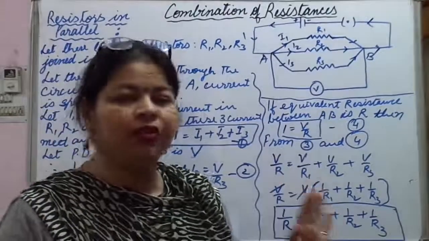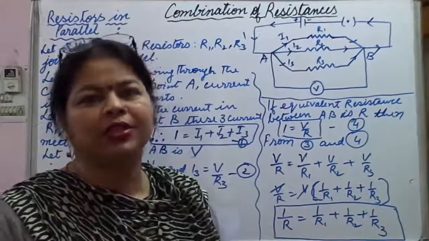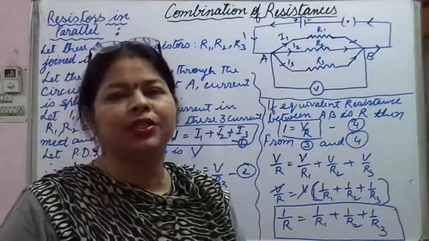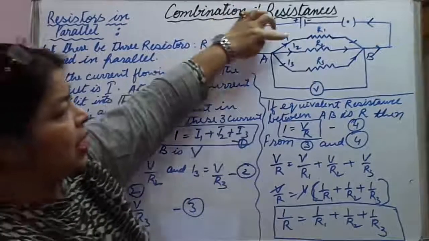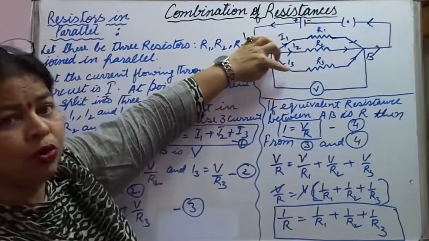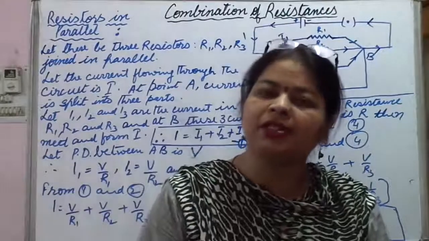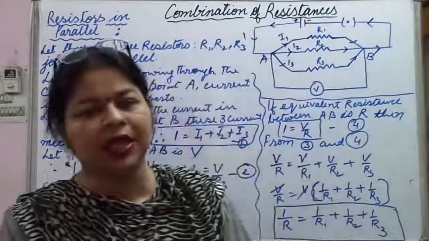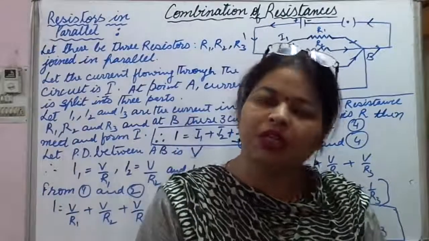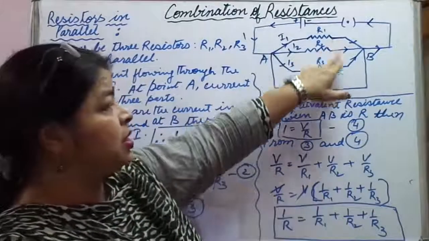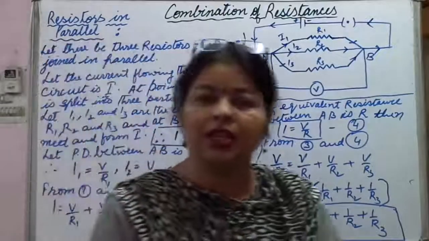Now we have discussed what the outcome is when resistors are connected in series. Now we will discuss resistors in parallel. When two or more resistors are combined in such a way that their first ends are connected to one point and the second ends to another point, then this combination is in parallel. Just like you can see here, these three resistors R1, R2 and R3 are connected in parallel.